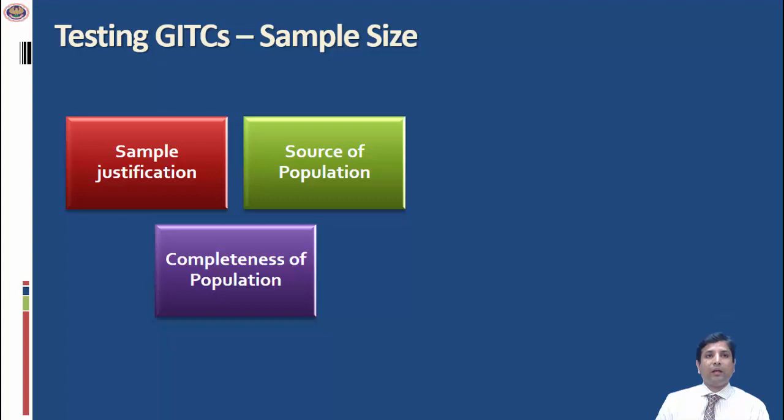So we need to document our justification and the process that we have followed and the method that we have applied to ensure that the source is a reliable source and the population that we have obtained is a complete population. For this purpose, it is suggested that the population is extracted in the presence of the auditor from the ERP system with the help of IT team. And the source of the population should be from the ERP system itself, preferably. Alternately, we can also obtain a list from any other ticketing tool or ticketing system.